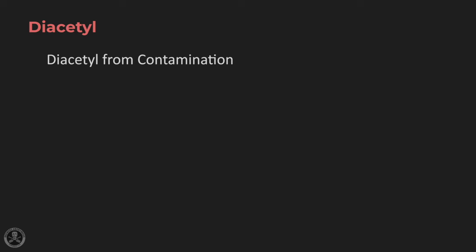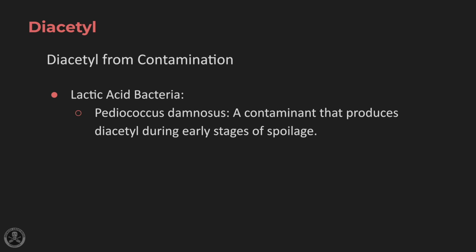Diacetyl can also be produced from contamination. One contamination can be from lactic acid bacteria, most commonly Pediococcus damnosus. This produces diacetyl in the early stages of spoilage from contamination.